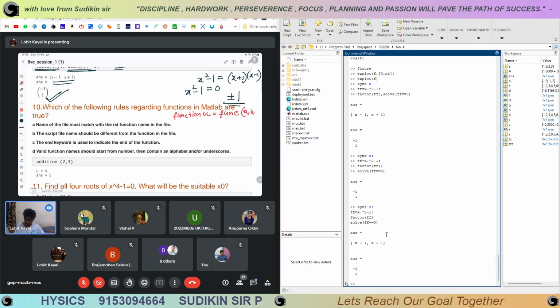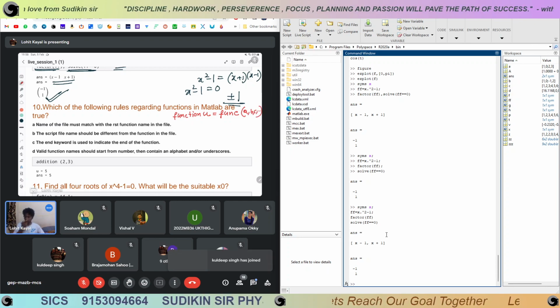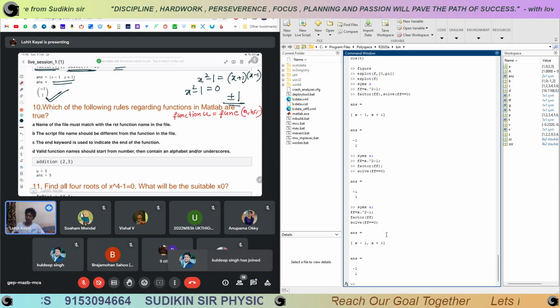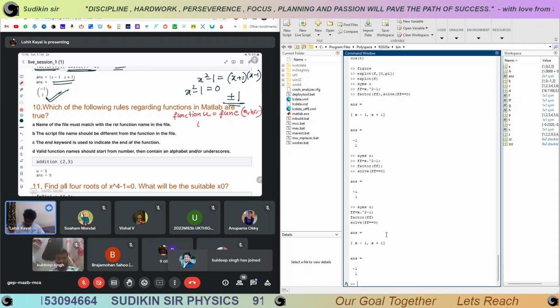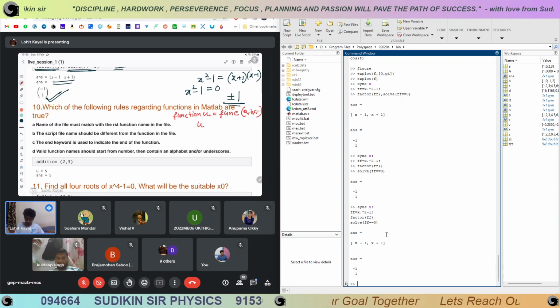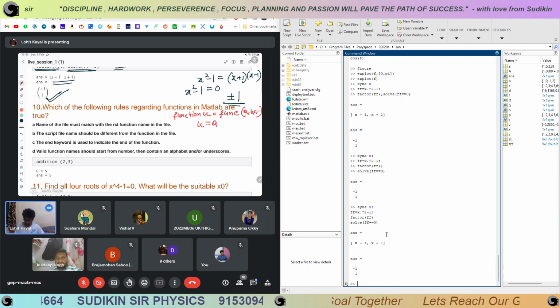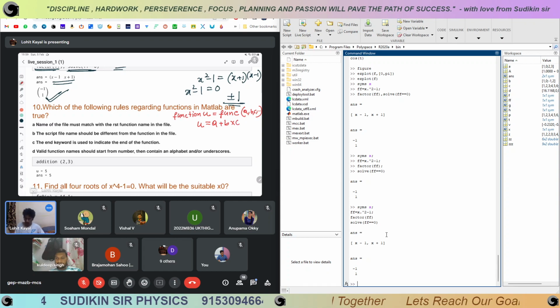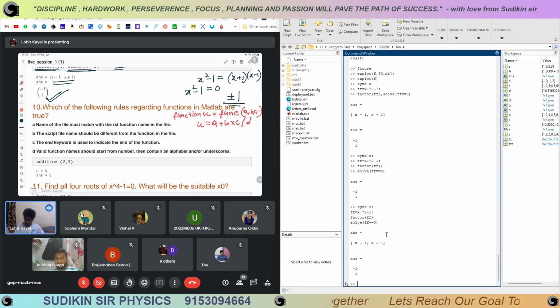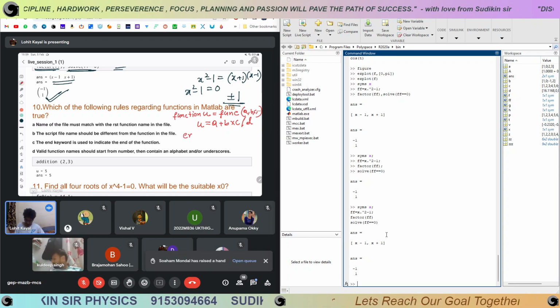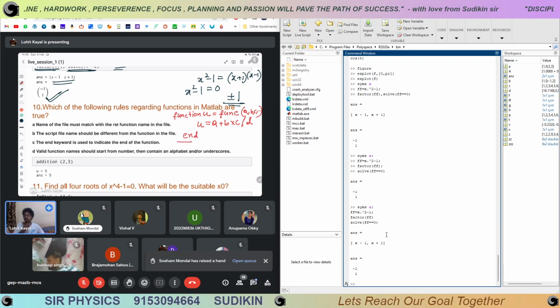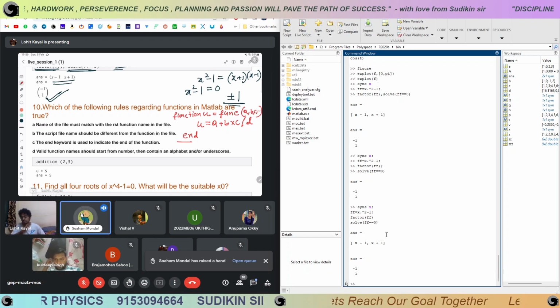Suppose a, b, c, dot, dot, dot. Many variables, as many variables as you want, and you want to get a result for u. Then mention u equal to, suppose, a plus b times c divided by d, some function, and then end.